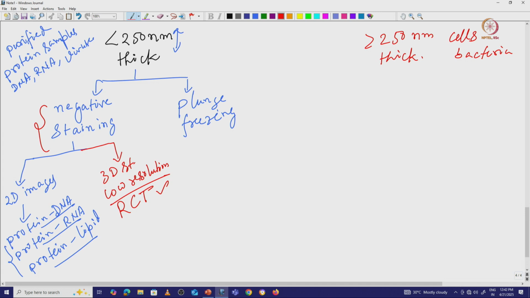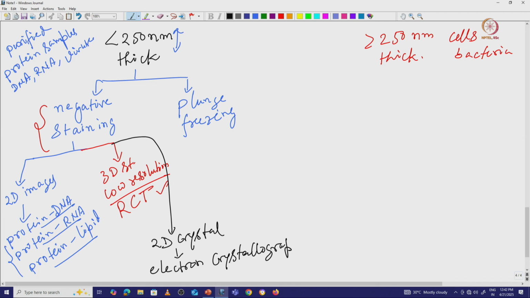And the other possibility is that you can get 2D crystal images, and then we can do electron crystallography. So, we can do electron crystallography, right.